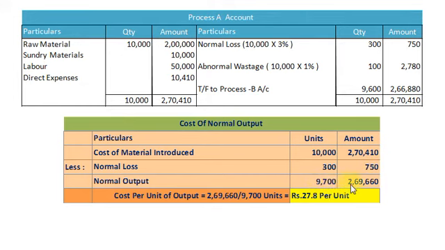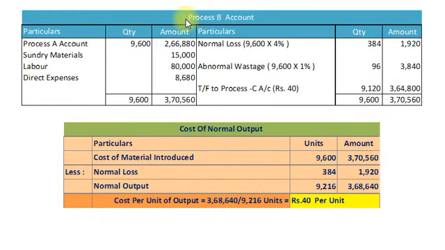9,700 units and amount rupees 2,69,660. So per unit amounts to 27.8. So finally 100 units multiply 27.8, that is 2,780, and further 9,600 multiply 27.8, that is 2,66,880, and our process A account gets over, tally with 10,000 units and 2,70,410 rupees.